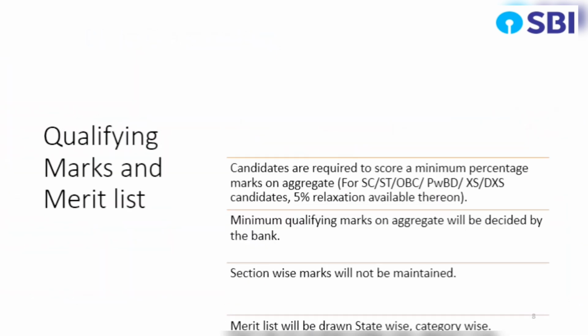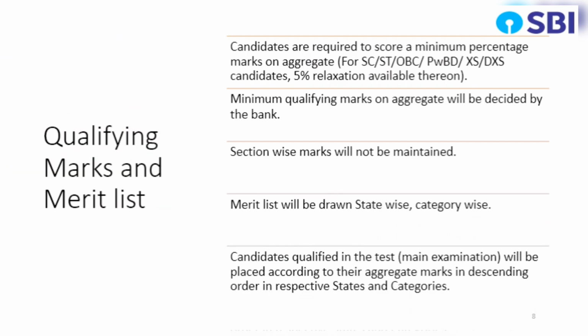Qualifying marks and merit list. Candidates are required to score a minimum percentage marks on aggregate. For SC, ST, OBC, PWBD, XS, DXS candidates, 5% relaxation available thereon. Minimum qualifying marks on aggregate will be decided by the bank. Section-wise marks will not be maintained.